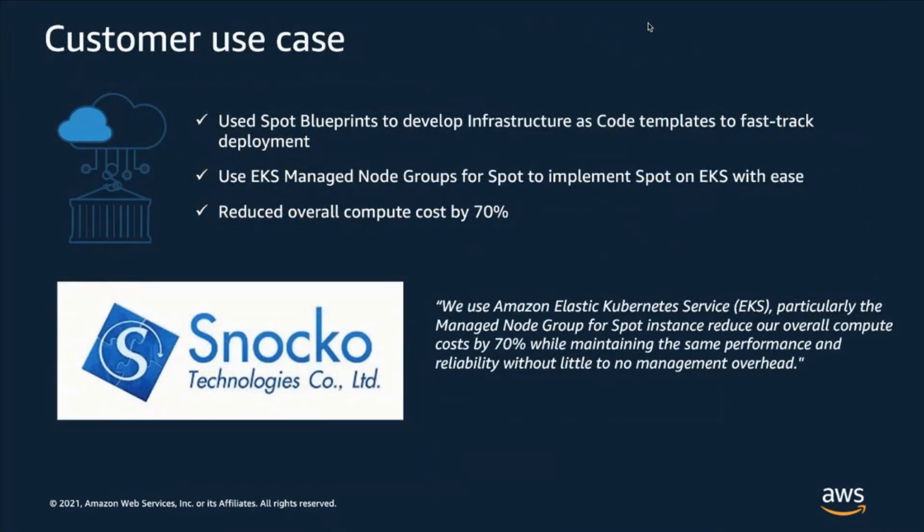So let me talk here about a customer, Snocco, who took advantage. Snocco Technologies took advantage of Spot Blueprints to help fast track their deployment. So they were interested in using EKS for their Kubernetes-based workload, and so they took advantage of the Spot blueprint for EKS managed node groups with Spot. They were able to fast track their deployment. They were able to implement Spot on EKS with ease, and ultimately have seen an overall compute cost reduction of 70%.